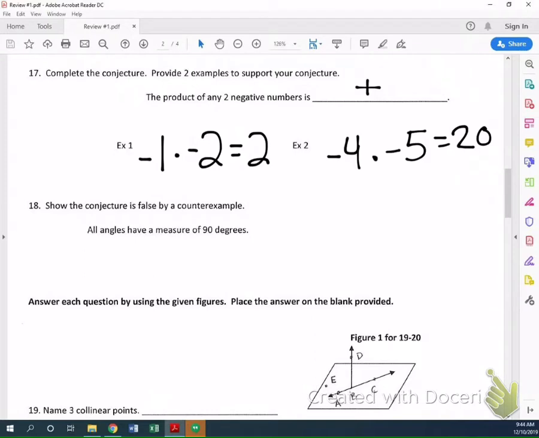Number 18 says to show that the conjecture is false using a counterexample. So all angles have a measure of 90 degrees. What would a counterexample be? Obtuse angles are greater than 90. Good. You can give me the definition of another angle, like obtuse angles are greater than 90.